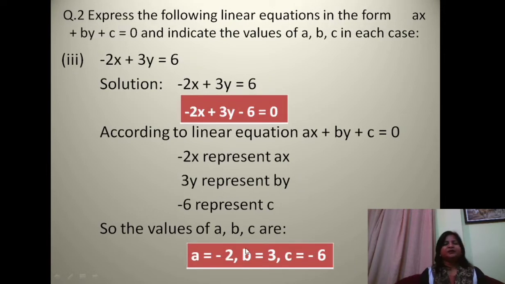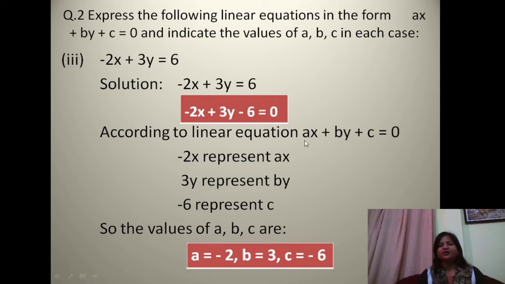Now the third part is minus 2x plus 3y is equal to 6. Solution: minus 2x plus 3y is equal to 6. This equation is not converted in the form of ax plus by plus c is equal to 0. Minus 2x plus 3y minus 6 is equal to 0. Here we have taken 6 from the right side to the left side. So it is converted in the form of ax plus by plus c is equal to 0.